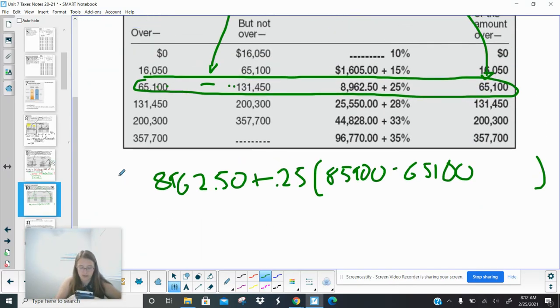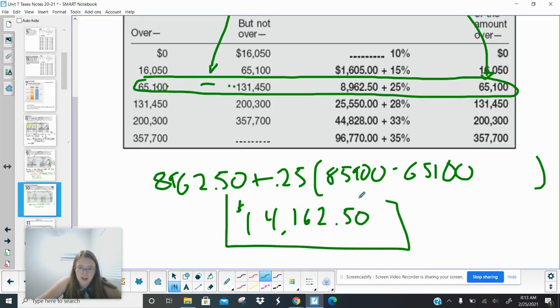Okay, let me plug this in the calculator. 8,962.50 plus 0.25, parentheses, 85,900 minus 65,100. Again, guys, be careful. I made mistakes too. You've seen it, so that's why I have some grace for you guys because I make mistakes too. But just double check as much as possible. Mistakes will happen, but still double check that you're not plugging in anything wrong. That's what you should have gotten. Again, if you did not, look back over and see if you misplugged in any of the numbers.